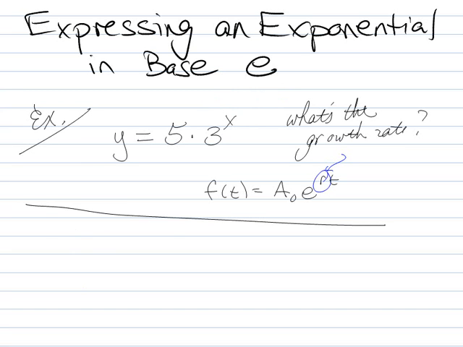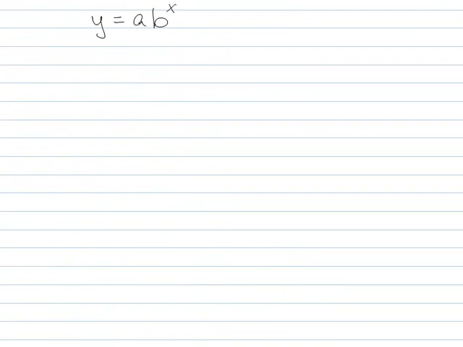So let's just talk about having a general form. We had y equals a times b to the x. So let's do a little aside here. What did we say that e to the natural log of b was? E to the natural log of b, so the property, is b. So e to the natural log of b to the x would be b to the x.